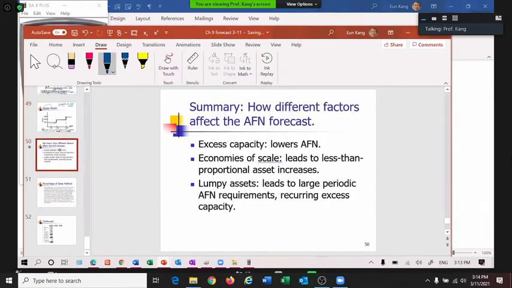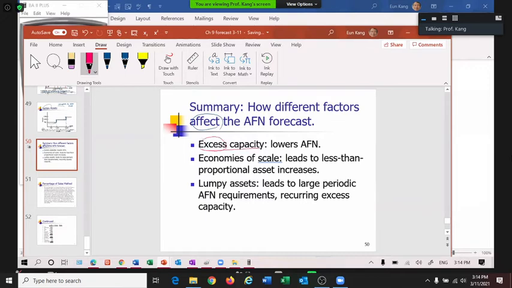Then this one just requires understanding. You have to understand rather than try to memorize things. Just try to understand. You don't have to really memorize. So how do different factors affect the AFN forecast? It can easily be on the quiz or exam, right?